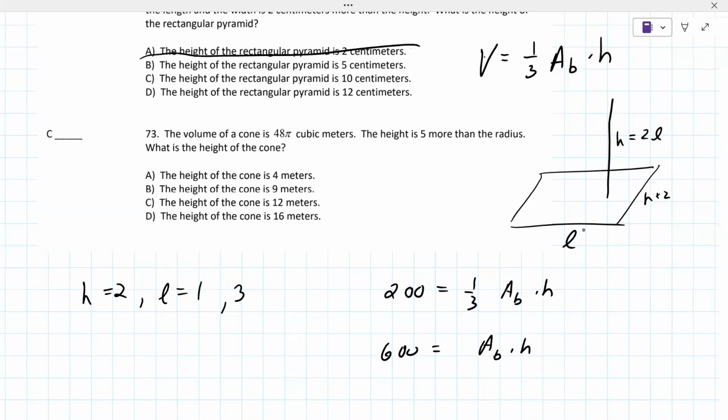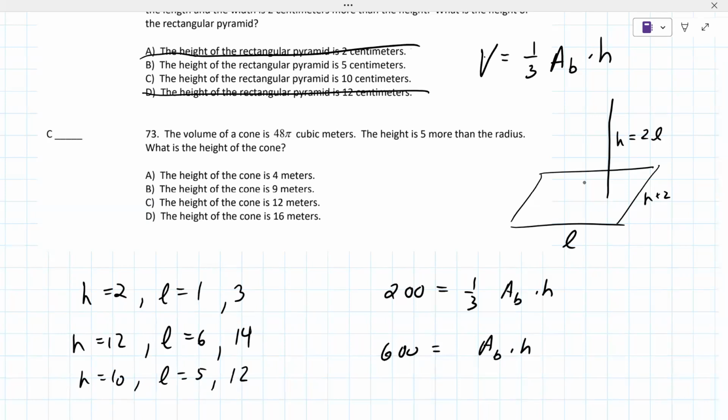Let's go to the other. Let's say the height is 12. We know that the length is 6 and the other dimension is 14. So it's 12 times 14 times 6, not 600. Doesn't look like it, so that's probably out. And so what if the height is 10? Well, the length is 5, and then the other dimension is 12. That one looks a lot better. Got it.